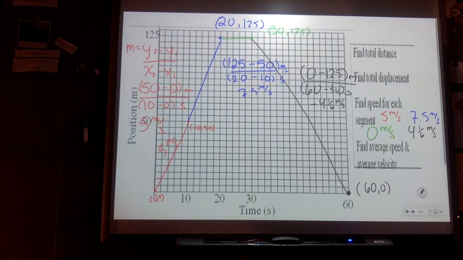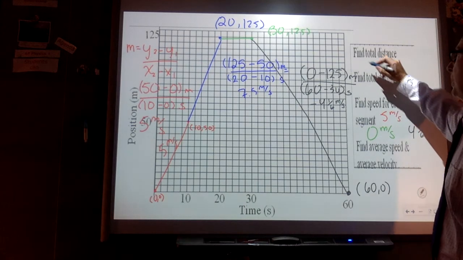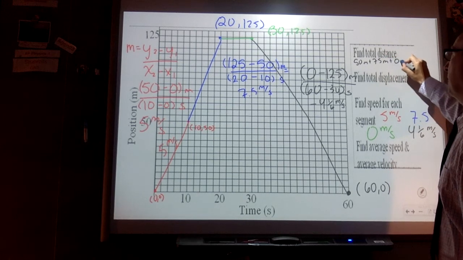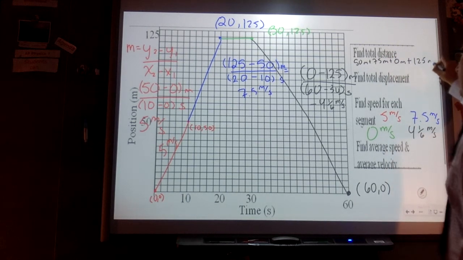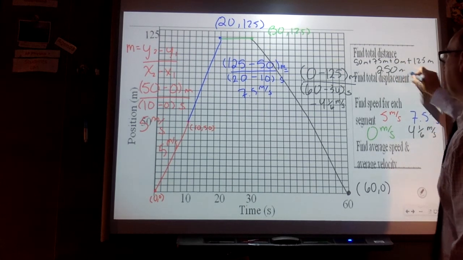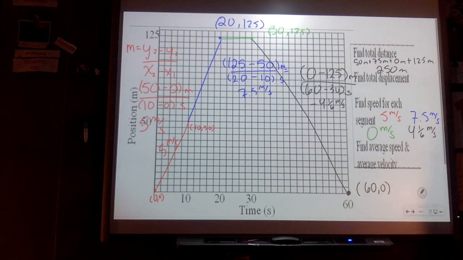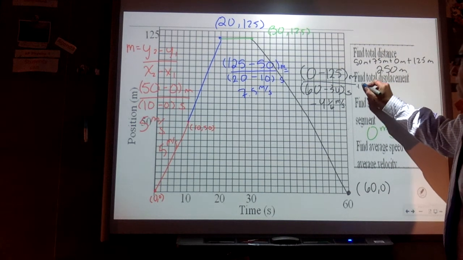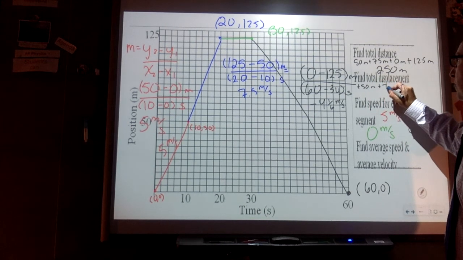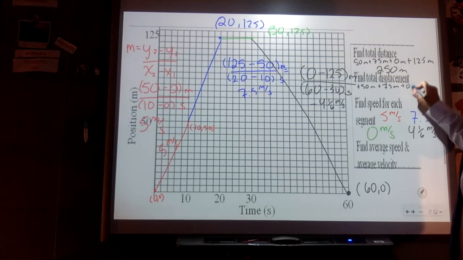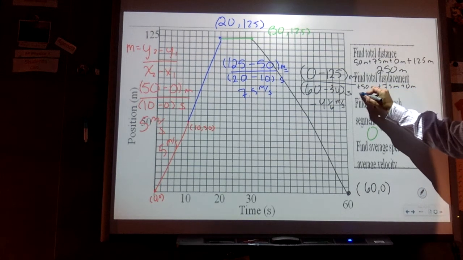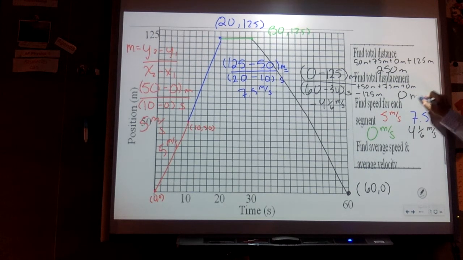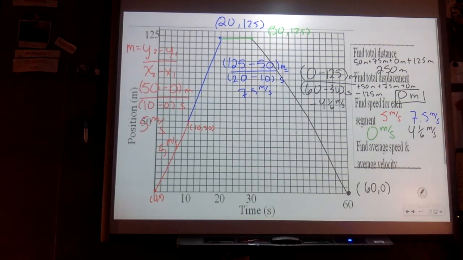So how far did he go? What's the total distance? He went 50 meters, then 75 meters, then he stayed at rest, and then he went 125 meters. So that would be 250 meters. His displacement would take into account the direction. So he went 50 meters positive, he went 75 meters positive, 0 is just 0, but then he went backwards 125. So that would give him a displacement of 0 meters.